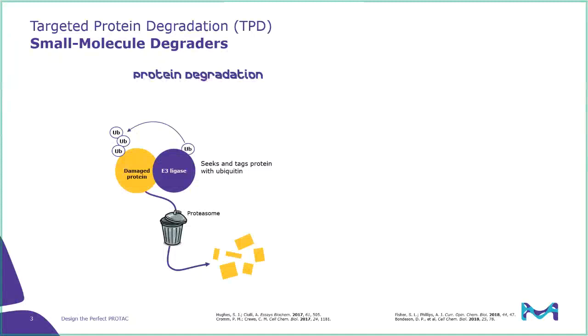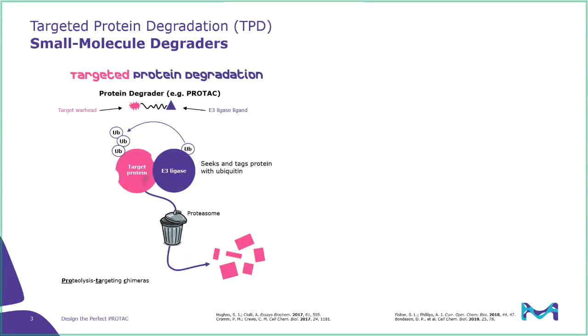These E3 ubiquitin ligases, shown here in purple, seek out and tag old, damaged, or misfolded proteins and label them with ubiquitin. This flags those proteins for degradation down the proteasome, or the cellular trash can. Chemical biologists discovered they could hijack this process and degrade target proteins. And as many of you know, they do this with small molecules called protein degraders.